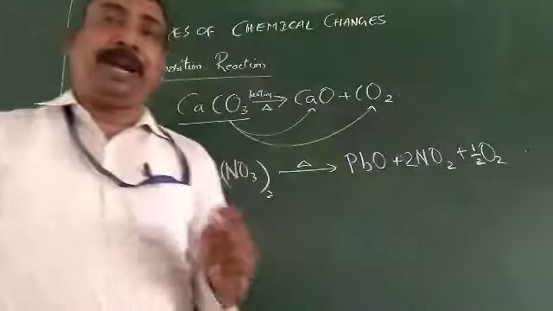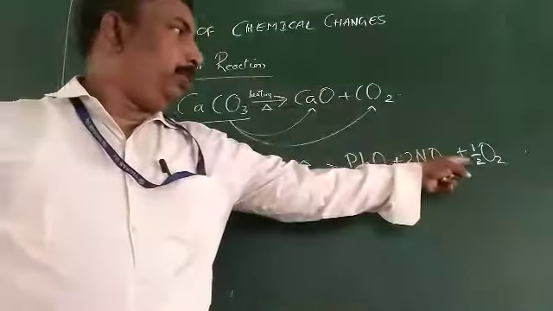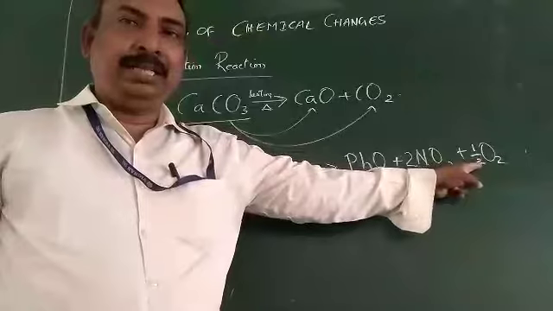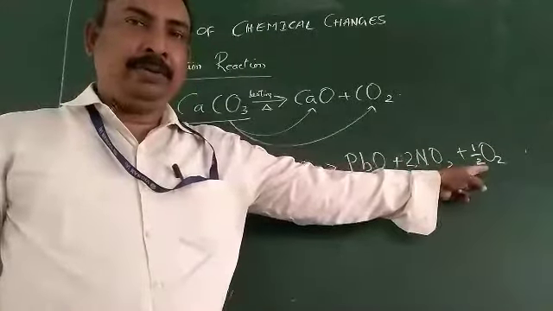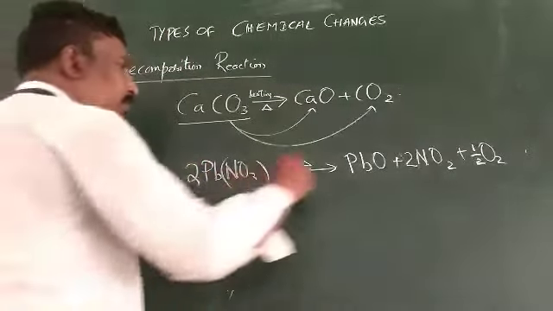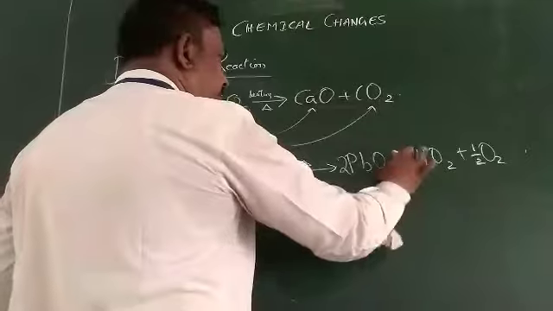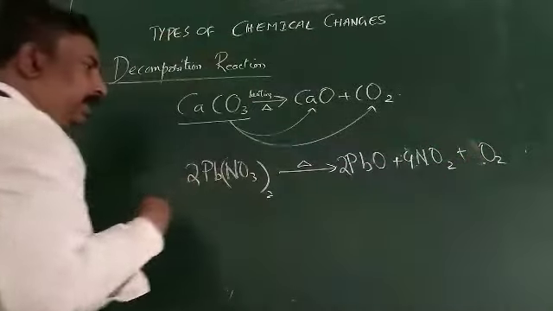But what is the factor we learned in balancing a chemical reaction? Can we keep fractions as coefficients? No. So I don't want a fraction here. So I multiply the entire equation by 2. So that's why 2, 2, and this will become 4 and this will become 1. Now this is the balanced chemical reaction.